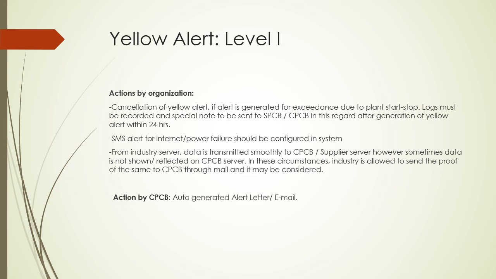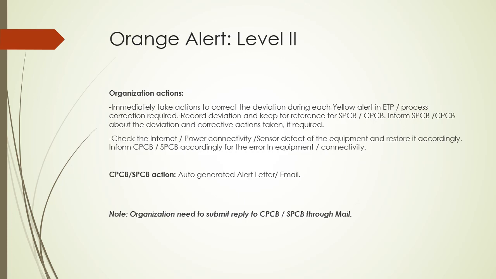If there is an alert on accidents, then in that case also we need to check in the process system why this is exceeded. For example, 8 accidents, so we need to prepare the prevention plan and send it across to CPCB. This action is common with all the levels, only the criticality increases. For example, in orange alert also it's the same case. However, the emphasis is more on the note. You can see the organization needs to submit a reply to CPCB SPCB through mail.